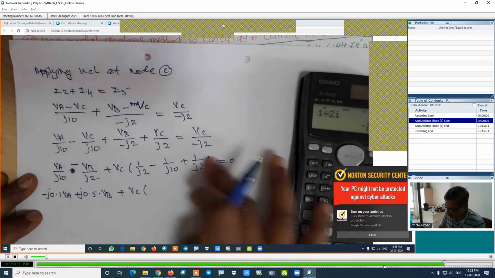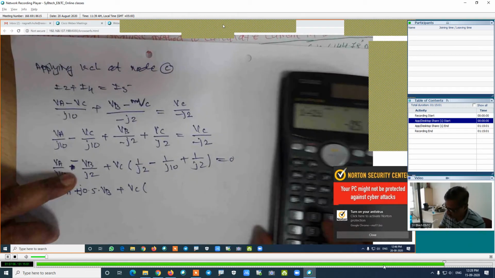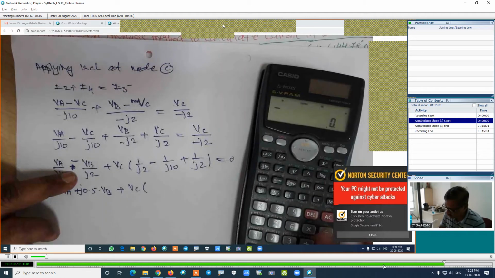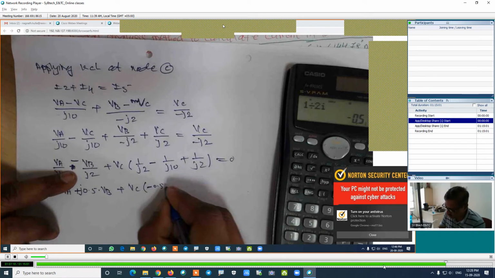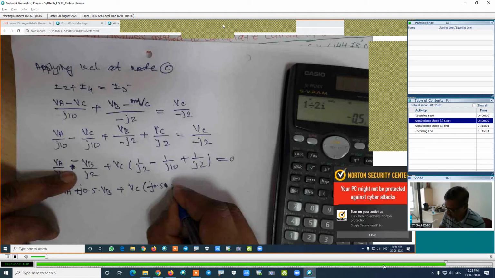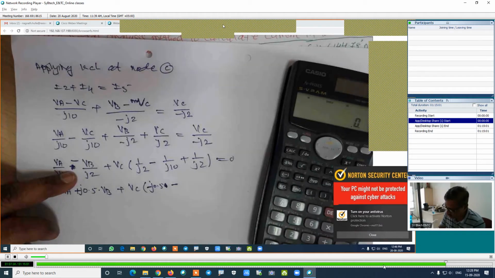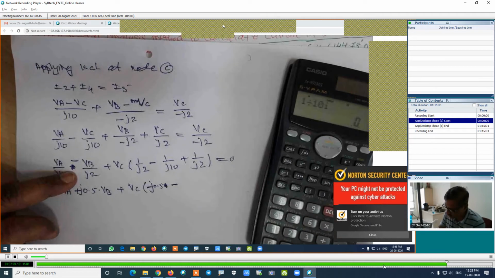I will use this calculation. 1/j2, this value 1 divided by 2i, which is equal to minus 0.5i. Means this value is minus 0.5j. This minus as it is. This is 1 divided by 10i. I will use this calculation.